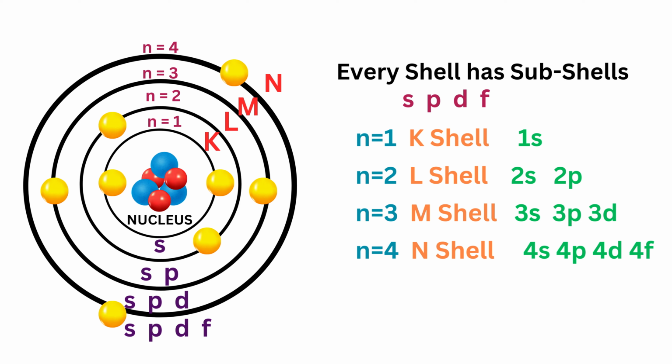Fourthly, I write n is equal to 4. It is the N shell and it has four subshells, s, p, d and f. I write 4 with s, p, d and f because they all belong to the fourth shell. So, if I write 3s and 4s here, can you guess the difference between them? Well, 3 means the third shell and s means the subshell. So 3s is the s subshell of the third shell, or M shell. Similarly, 4s is the s subshell of the fourth shell, or N shell.